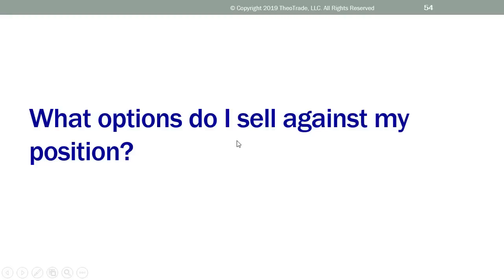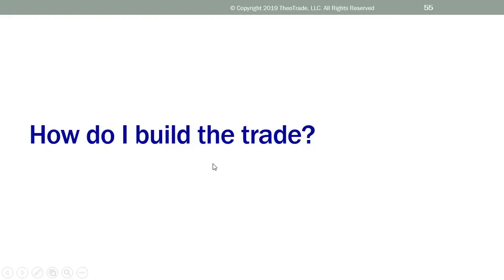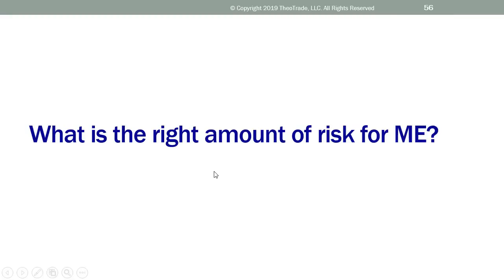There's one option bought and one option sold. You've got to do both. How do I build the trade? Like literally, what do I click on to build the trade? What's the right amount of risk for me?